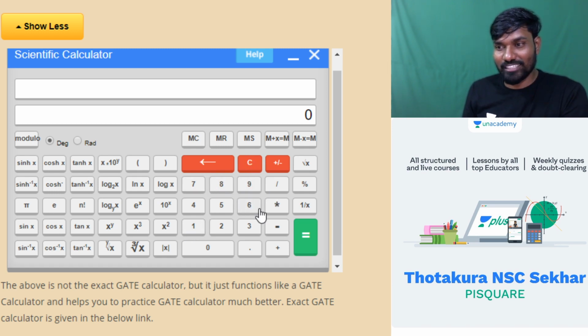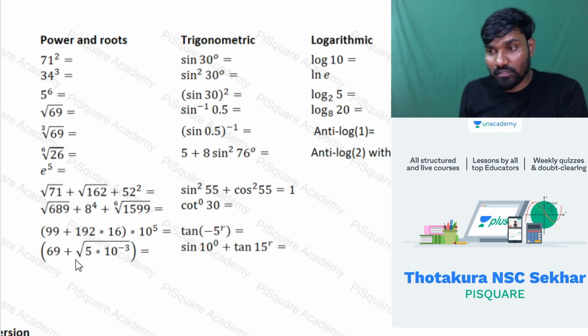In case of infinity, we can see something like 1 by 0, 1 by 0, infinity. Anyways, next one: 69 plus under root 5 into 10 power minus 3.